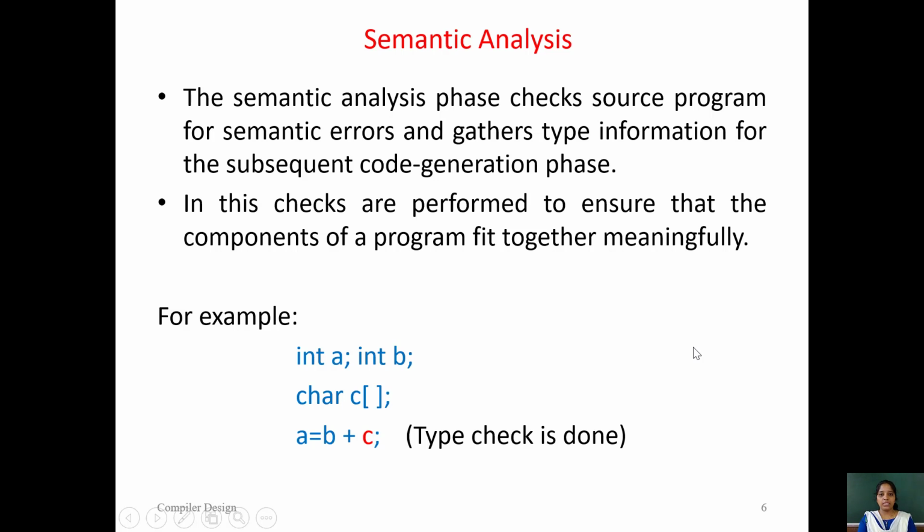The next phase is semantic analysis. The semantic analysis phase checks the source program for semantic errors and gathers type information for the subsequent code generation phase. So type checking is done. Here I have written an example: int A, int B, char C. So A is equal to B plus C.